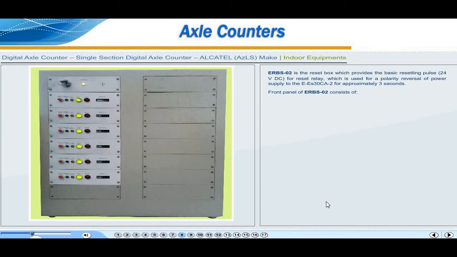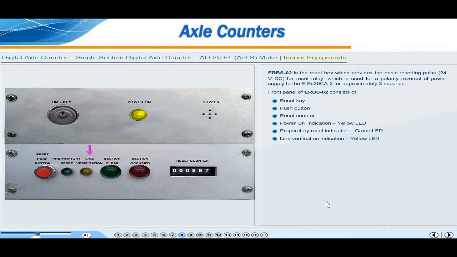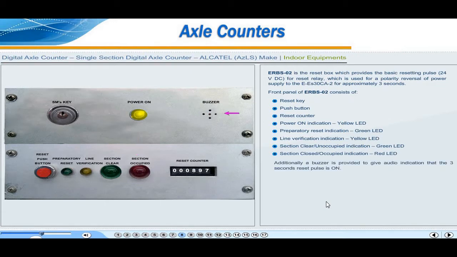Front panel of ERBS02 consists of reset key, push button, reset counter, power on indication yellow LED, preparatory reset indication green LED, line verification indication yellow LED, section clear or unoccupied indication green LED, section closed or occupied indication red LED. Additionally, a buzzer is provided to give audio indication that the 3 seconds reset pulse is on.